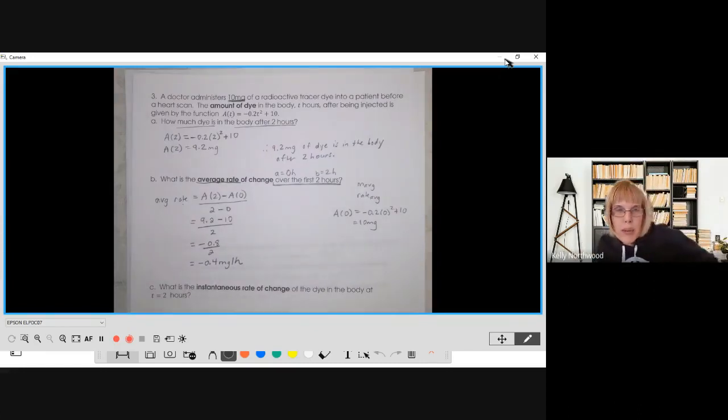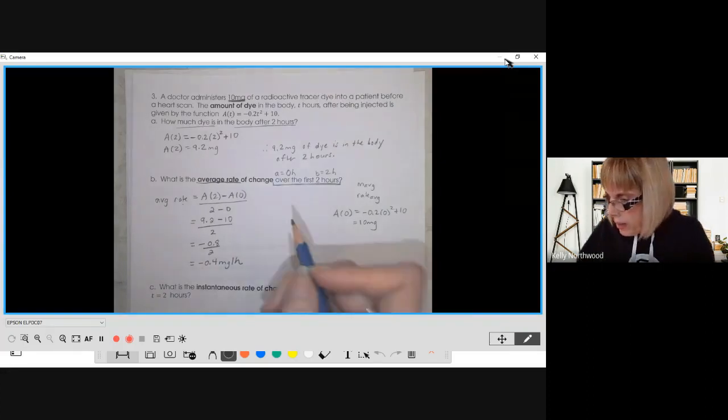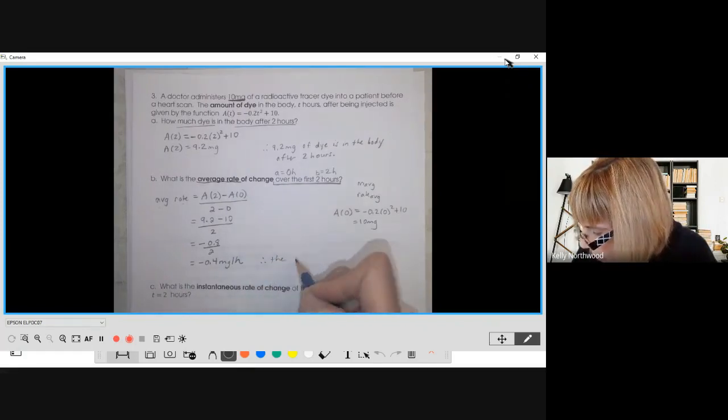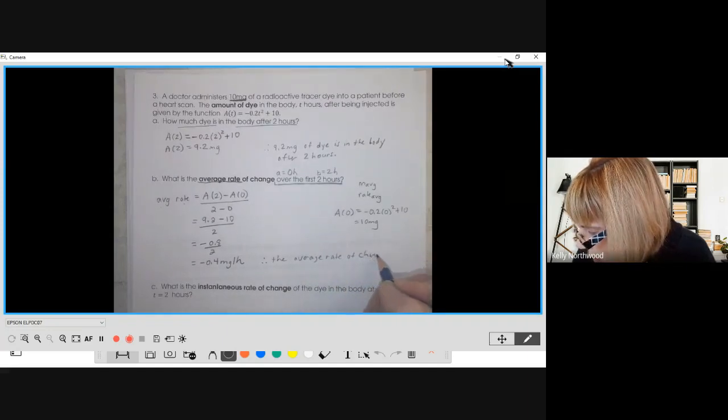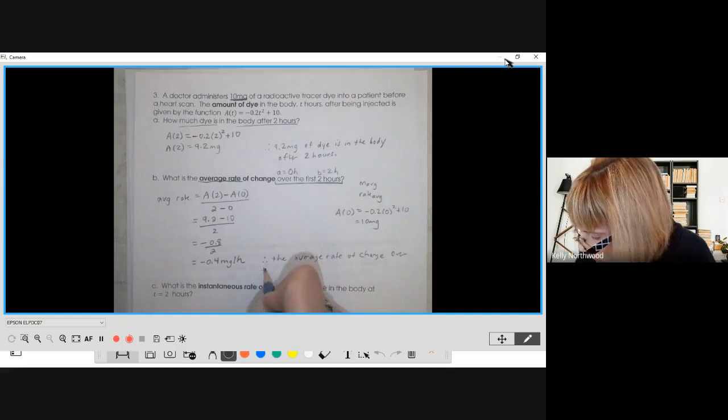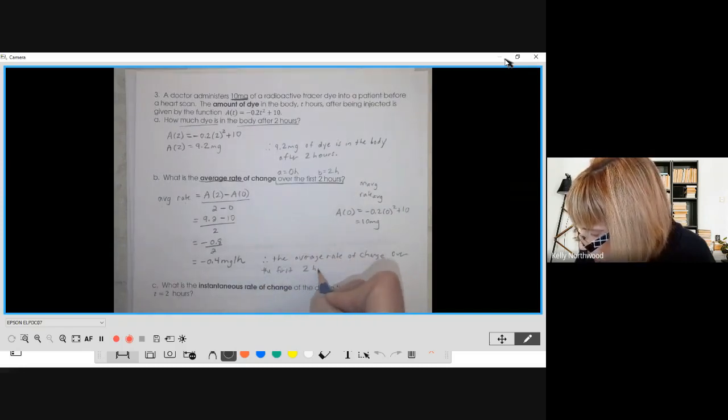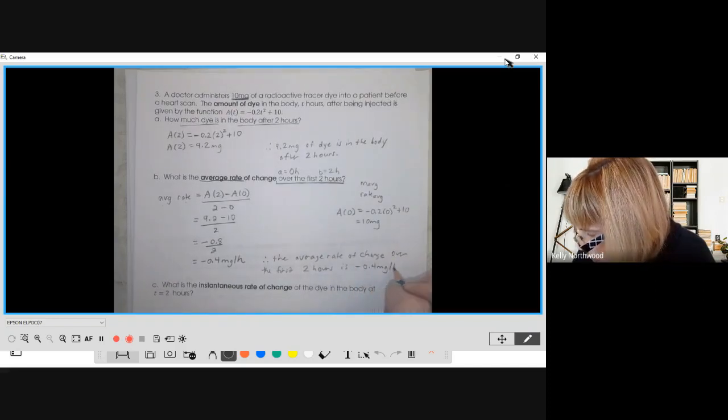What would the significance be that we're getting a negative average rate of change over the first 2 hours? The amount is decreasing. Yeah, the amount in your body. So when they first inject it, you've got 10 milligrams in your body, but your body's getting rid of it. So it's the amount in your body decreases over time. So therefore, the average rate of change over the first 2 hours is negative 0.4 milligrams per hour.